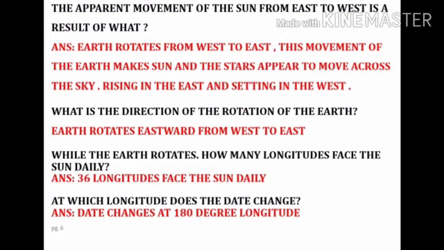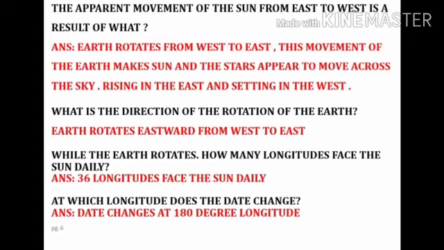Here I can give you an example. Imagine you are sitting in a bus. Your bus is moving forward, but all the trees, houses, mountains are moving backward. The same applies with the sun and earth also. Next question. What is the direction of the rotation of the earth? Very easy, I know. Earth rotates eastward from west to east.